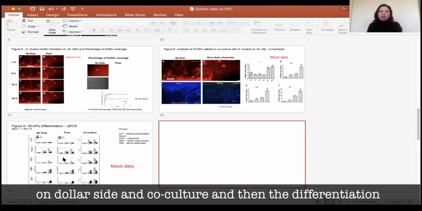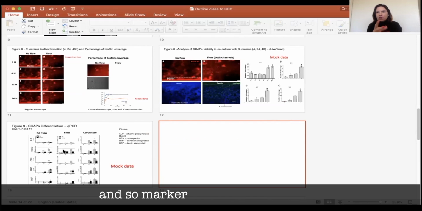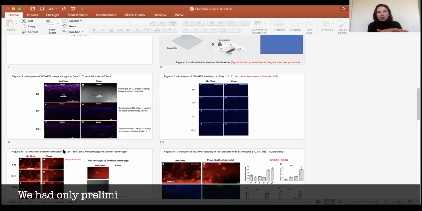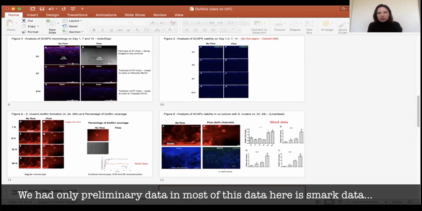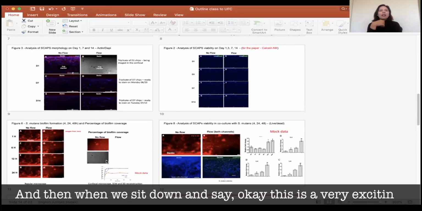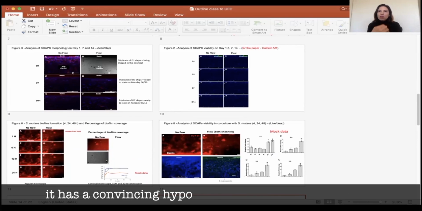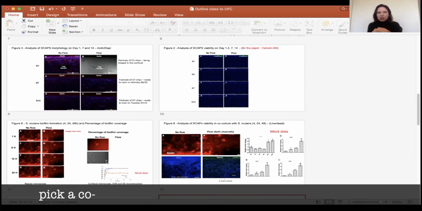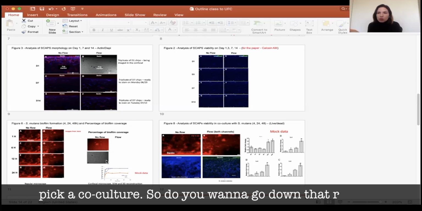And then the differentiation and cell markers for the stem cells of the dental pulp. We had only preliminary data, and most of this data here is mock data, fake. And then when we sat down and said, okay, this is very exciting and it has a convincing, sound hypothesis, but how long is it going to take us to finish all this? At least 2 years, at least, because it's very hard to make the co-culture. Say, do you want to go down that road?